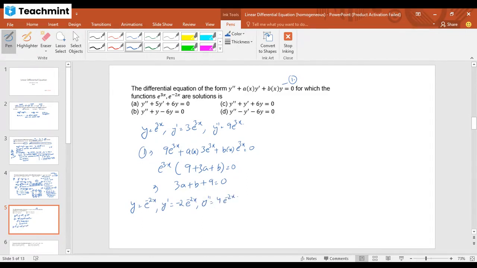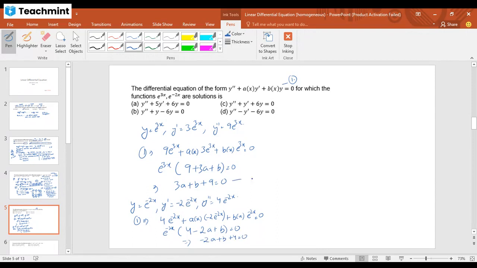Now if we substitute this value in equation number 1, then equation number 1 becomes y double dash, that is 4 times e power minus 2x, plus ax into y dash, that is minus 2 times e power minus 2x, plus bx times y, e power minus 2x, equal to 0. So e power minus 2x taken outside, it gives us 4 minus 2a plus b equal to 0. Of course, the exponential function is not equal to 0. It gives us minus 2a plus b plus 4 equal to 0.